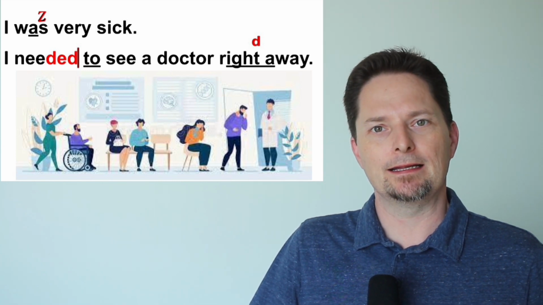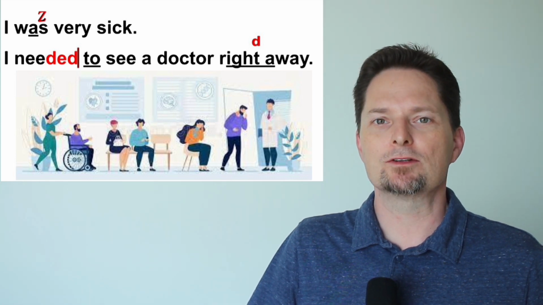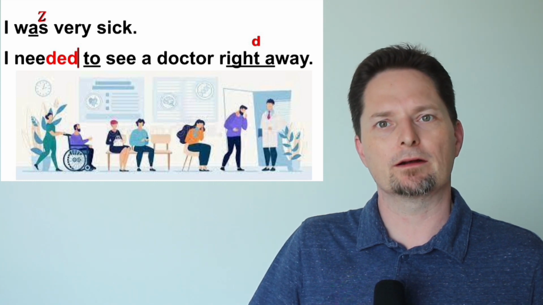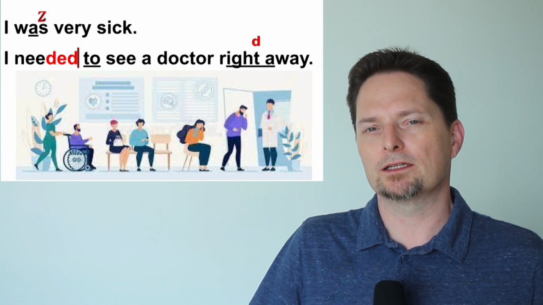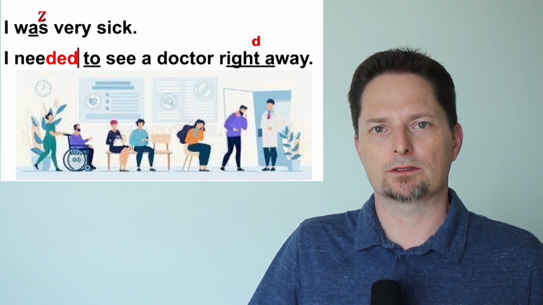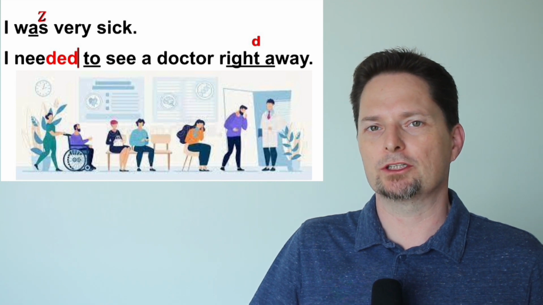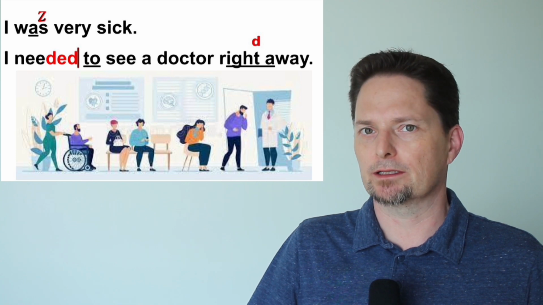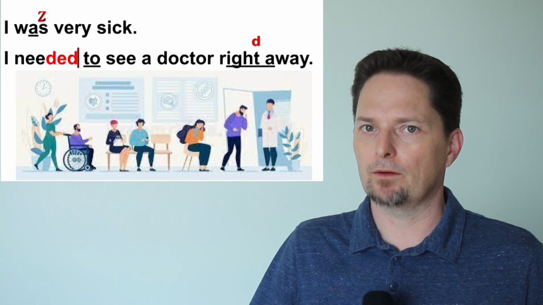Need, in the past: needed. Remember, -ed after a T or a D, we pronounce it -ed. So the pronunciation: needed. I was very sick. Pronunciation of was: it is a letter A in was, but we don't say "wahs." We use the relaxed "wuz." And that S is pronounced like a Z with vibration. I was very sick. I needed to see a doctor right away.